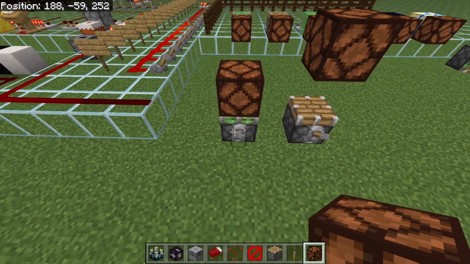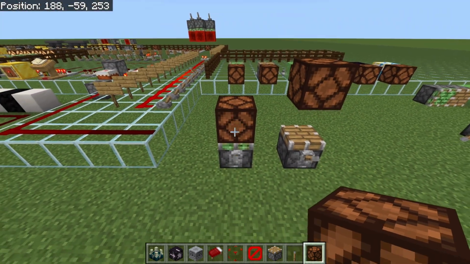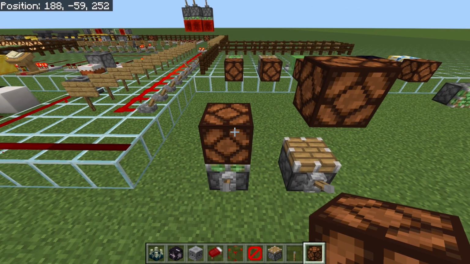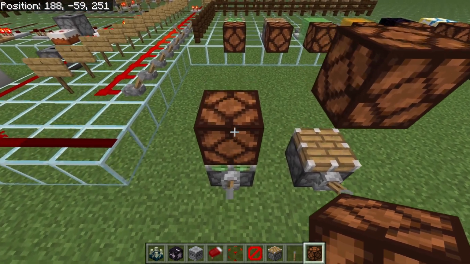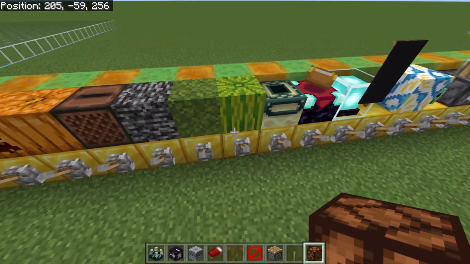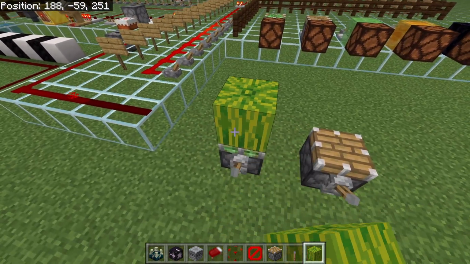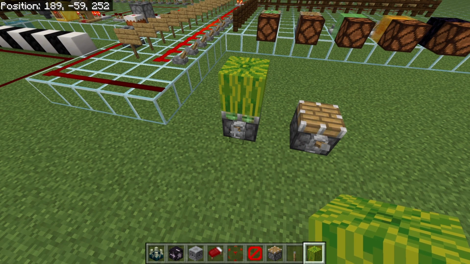However, on the sticky piston, if we push that, it's going to push it out, and then if we turn off the power, it's going to pull that back down, because the block is stuck to the head of the piston. However, with that being said, that does not mean that every block can stick to the head of the piston. So if we take one of these over here, which is the melon, and place it on top of the sticky piston here, just sticking to the slime is not enough.